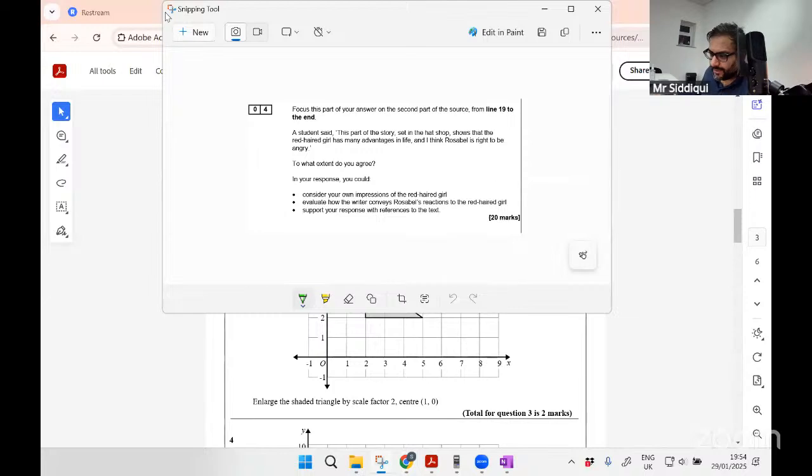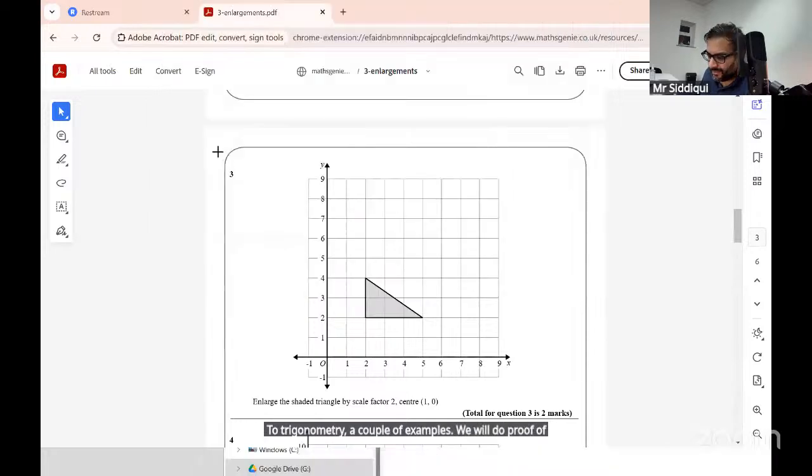Right. Two questions I want to do on this, and then I'll move on to trigonometry, a couple of examples. We will do proof of circle theorems and a bit of functions.